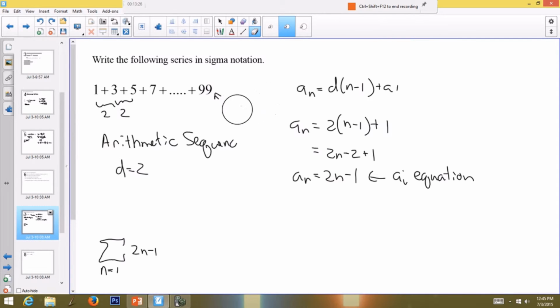You know what? I've been using a lowercase n. I suppose I should do that. Nth term. All right, that is my nth term.